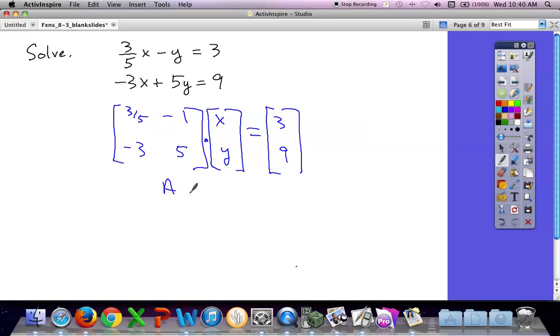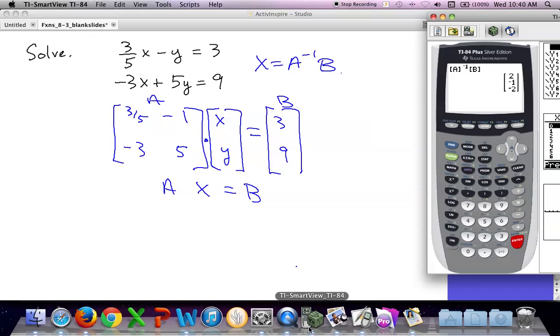But this is AX equals B. So we're going to store A and B, and then we'll do X equals A to the -1B. So let's do that. Is that the equation you always want? Yes, it's always that. Always that. So where's our calculator?